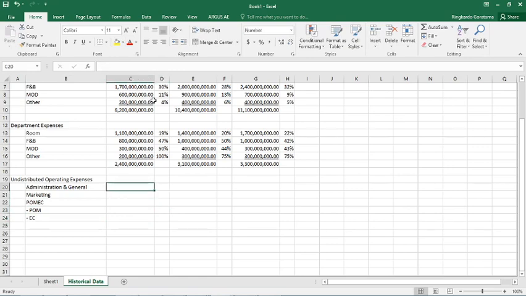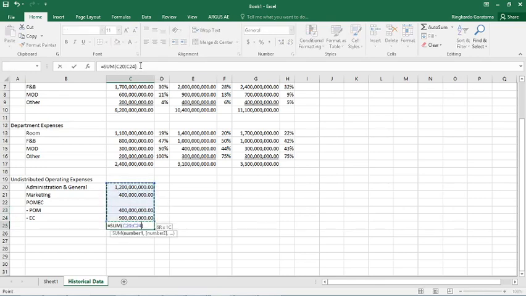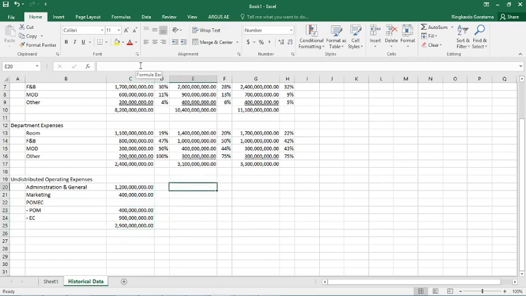So let's say for admin and general, the expense will be 1.2 billion. For marketing, 400 million. Correct this one. So this one. So we get the total. Okay. So we'll do the same.